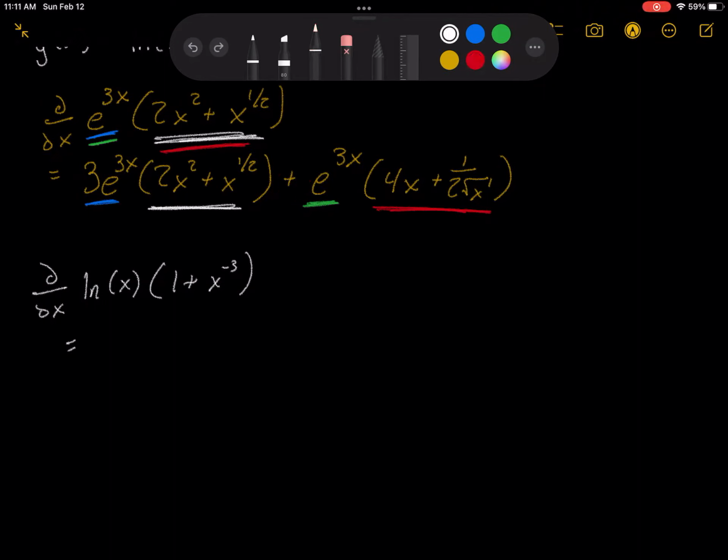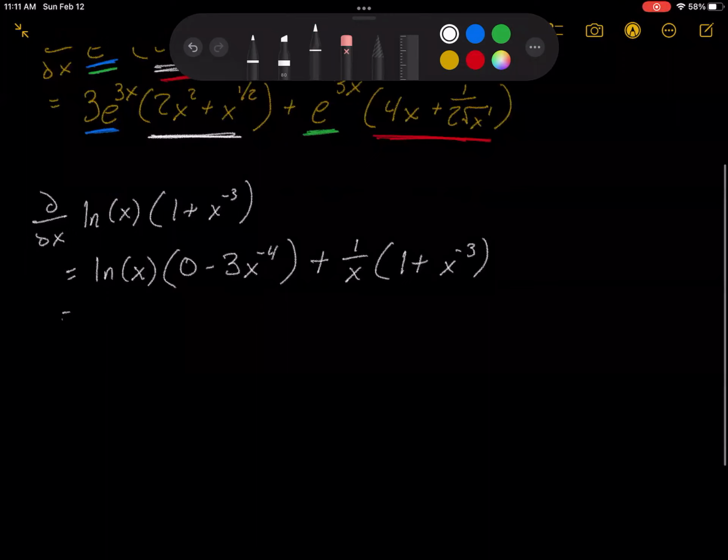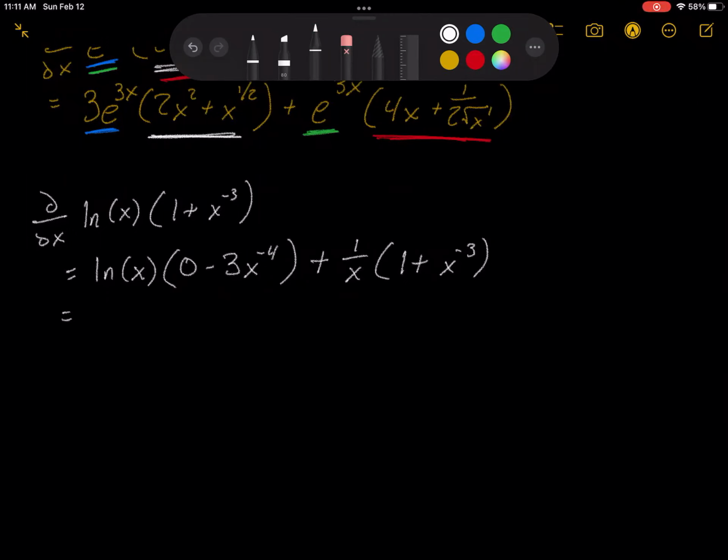So let's just copy down the natural log, which means we'll differentiate the 1 plus x to the minus 3. So this will differentiate to 0 minus 3 x to the minus 4. And we'll add to that. Now let's differentiate the natural log. And we'll copy down the 1 plus x to the minus 3. Right, so there, that's it. That is the product rule. We're done taking the derivative. So the calculus is over.